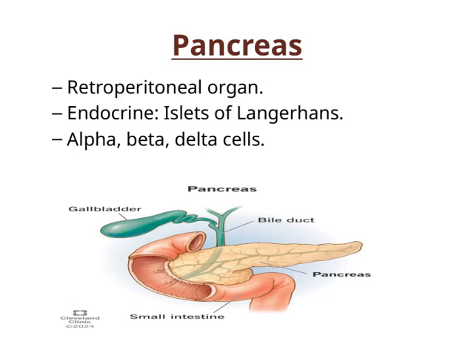Today, I want to highlight the pancreas as a retroperitoneal organ, meaning it lies behind the peritoneal cavity, which is an important anatomical detail. One of its key roles is endocrine function, specifically through structures called the islets of Langerhans. These islets are tiny clusters of cells that produce crucial hormones. Within these islets, there are different types of cells, primarily alpha, beta, and delta cells. Each of these has a specific role.